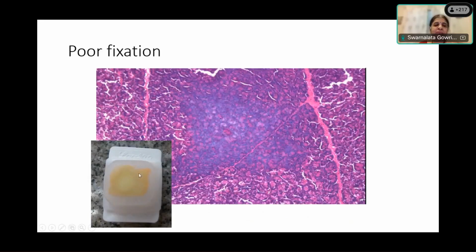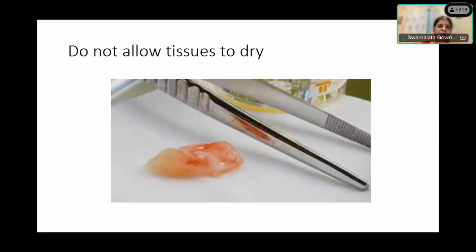Yet another tissue, the same tissue: the outside has been fixed, so you get very nice morphology. The center is not fixed, and it just is a blur of tissue. And no matter what you do, you will not get any details over here. And God forbid, if your tumor is here, you have missed the diagnosis completely.